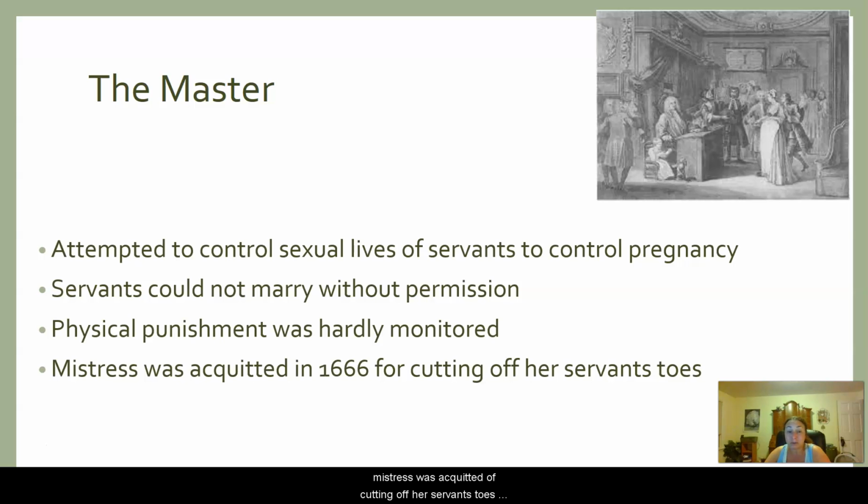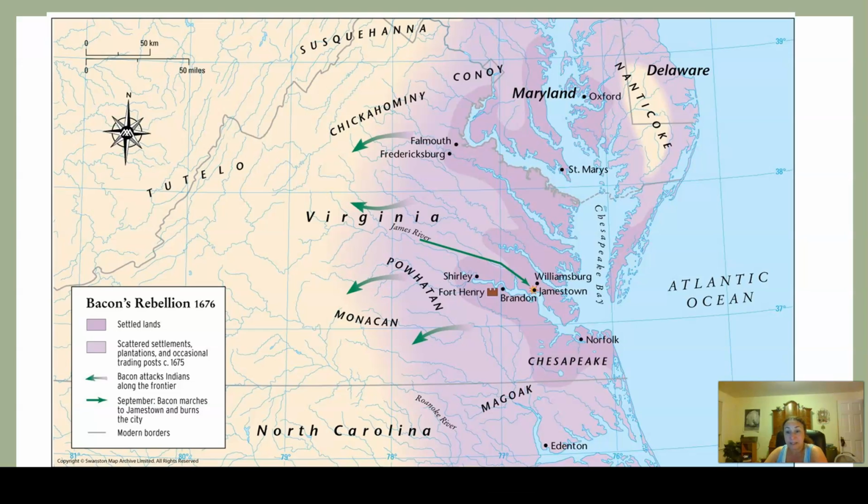A mistress was acquitted of cutting off her servant's toes in 1666, which tells me as a legal historian that the servant really had no rights that were being protected. And that is the hook here, because Bacon's Rebellion in 1676 institutionalizes slavery. You've got these African slaves and these indentured servants, living in this land between the elites and the indigenous.